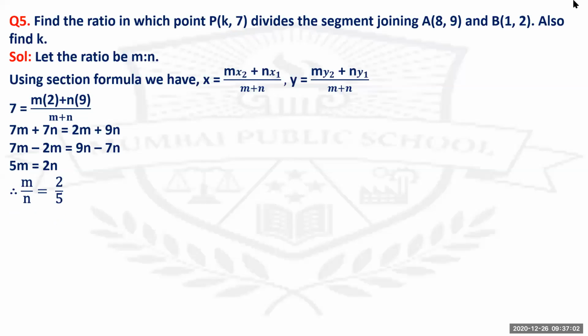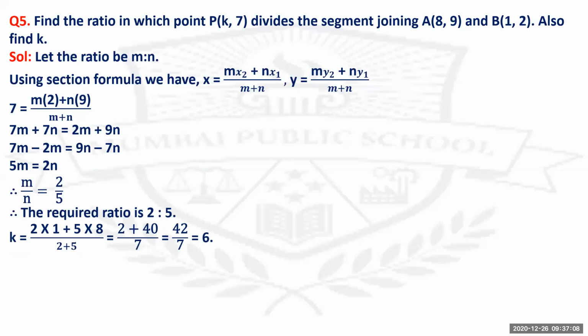In the next part of the question, you have to find the value of k. K equals to, now here what we are going to do is, after getting the value of the ratio, substitute it in the formula of x, because now in the formula of x, you know the value of m, you know the value of n, you know the value of x2, you know the value of x1. You can directly substitute that.